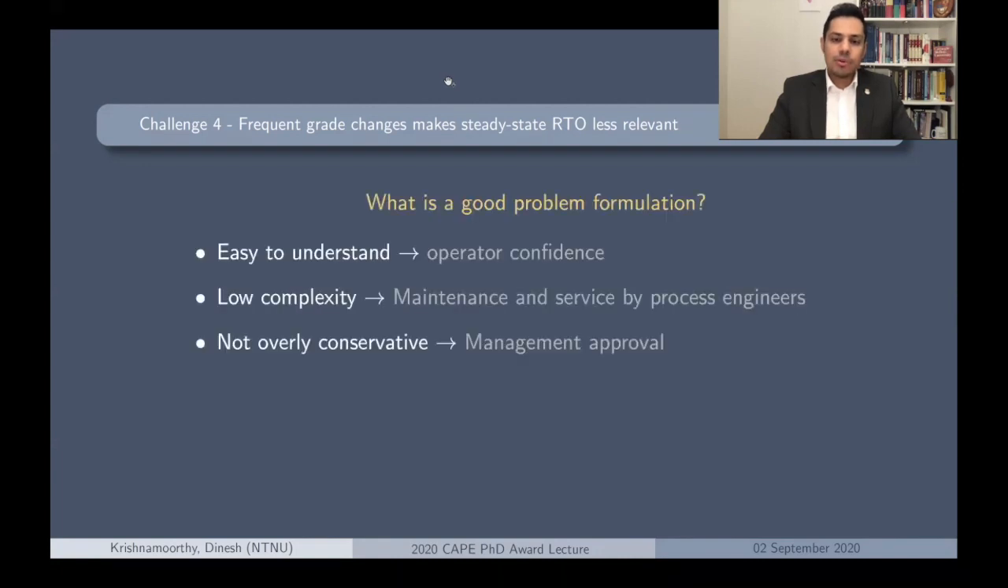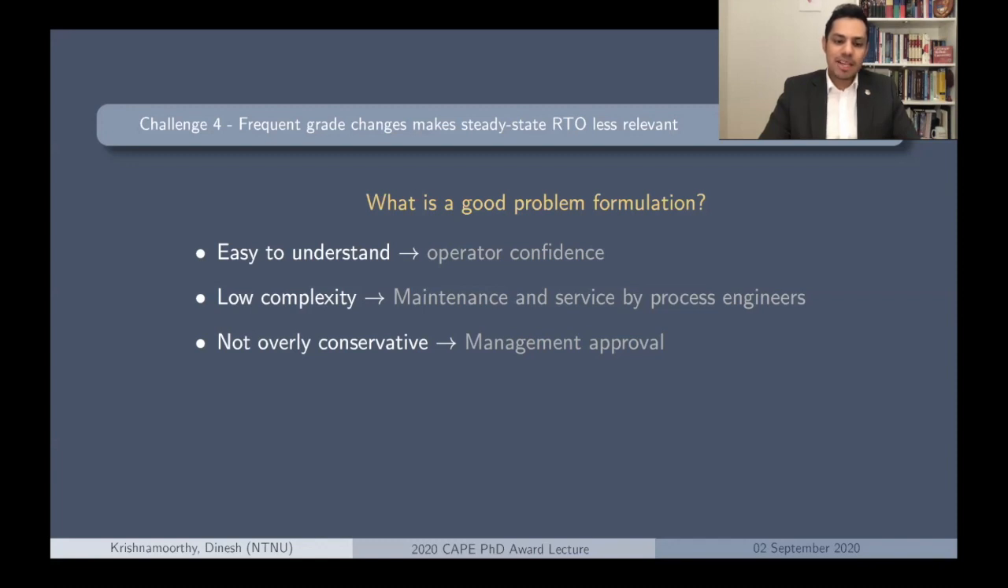So when it comes to a dynamic optimization problem under uncertainty, an important question that we have to ask is, what is a good problem formulation? Well, from a practitioner's perspective, a good problem formulation must be easy to understand such that the operators who are the end users feel confident about using these controllers. A good problem formulation must also be low in complexity such that it is easy for process engineers who don't necessarily have a PhD to maintain and service these tools.